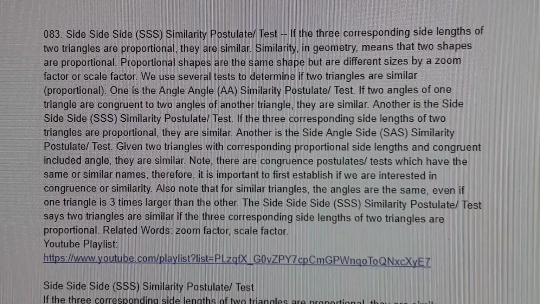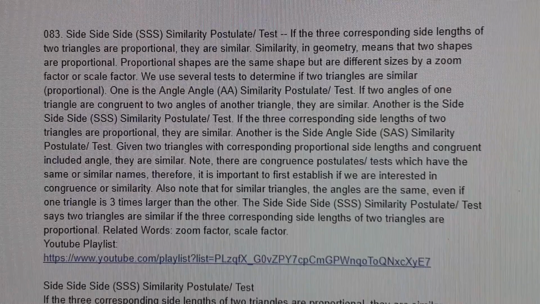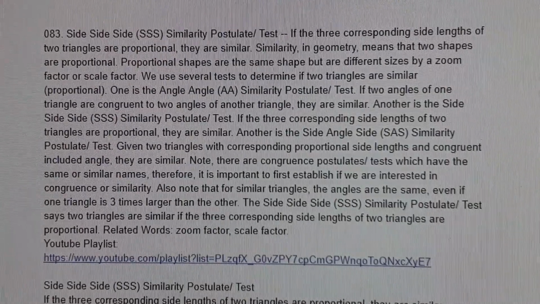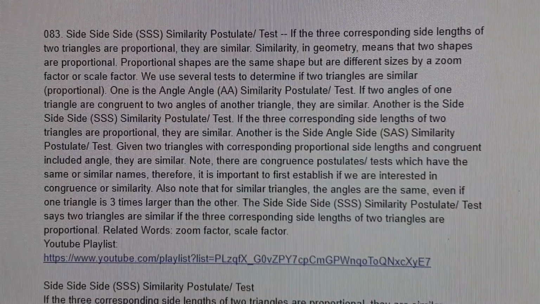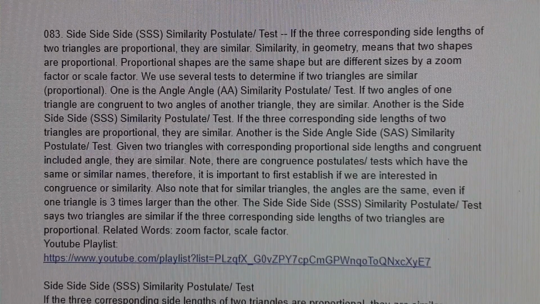Similarity in geometry means that two shapes are proportional. Proportional shapes are the same but are different sizes by a zoom factor or scale factor. We use several tests to determine if two triangles are similar (proportional).